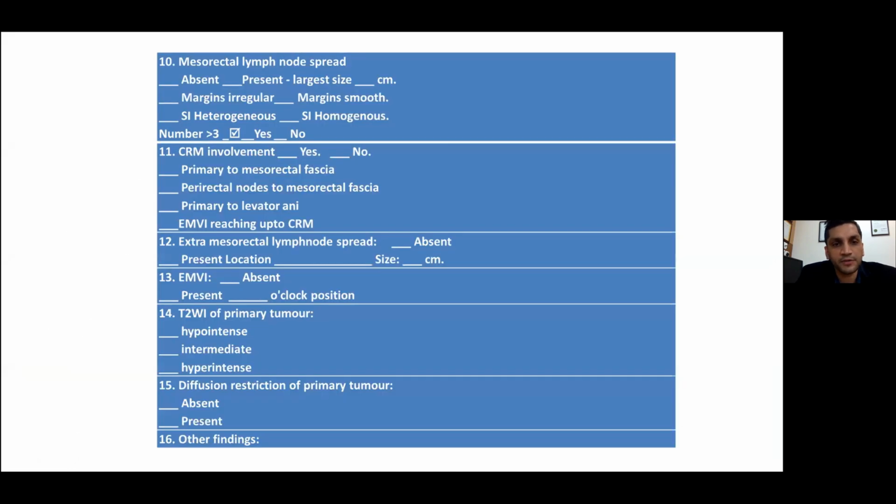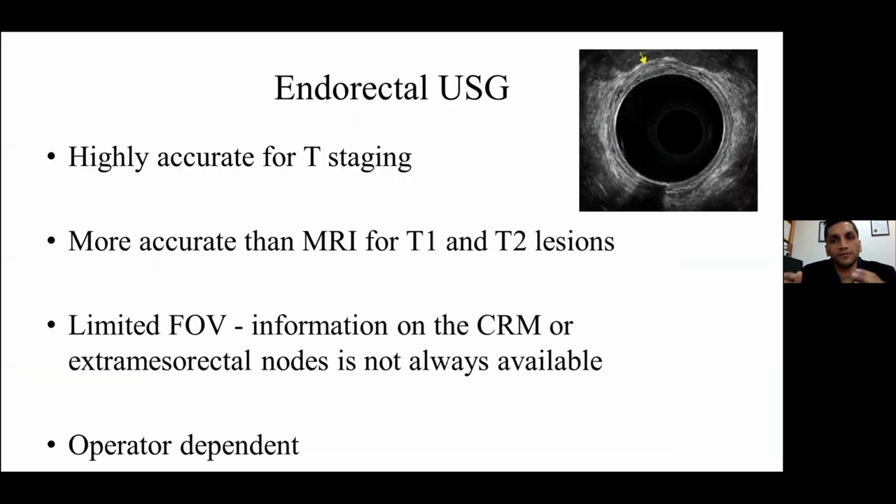And if you can just go back, these are the points that a radiologist would report, and these are the points that we even discuss in our tumor boards in terms of how to plan for these patients. We know that endorectal USG is highly accurate for T staging. It is actually more accurate than MRI for T1 and T2 lesions.